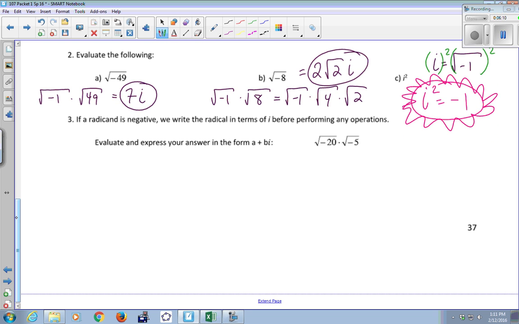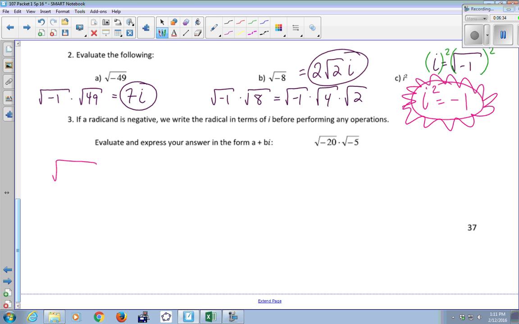Okay. So when you're working with imaginary numbers, negatives under square roots, we should write all your radicals in terms of i before you do any operations. So before I actually try to multiply these, I need to change root -20 and root -5 so that they have i's in them and not negatives.